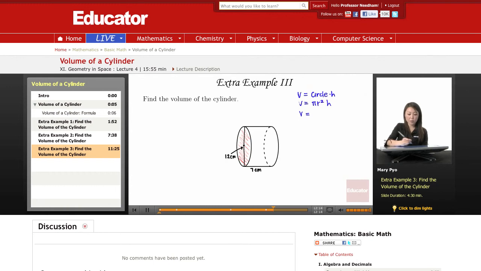Okay, since we know that this is the base and this is the base, the height is always going to be the distance between the two bases. Okay, so from circle to circle, that's the distance. So this is actually the height.